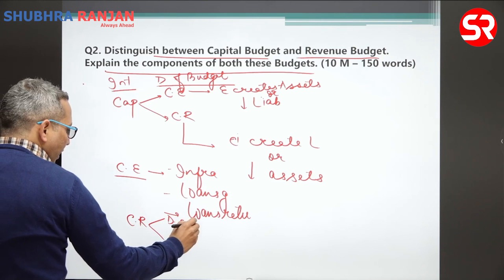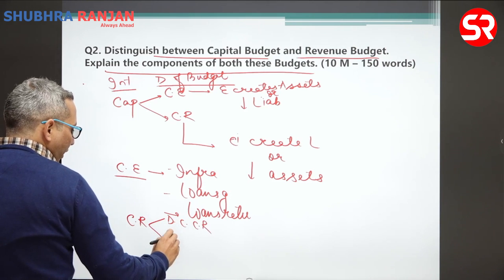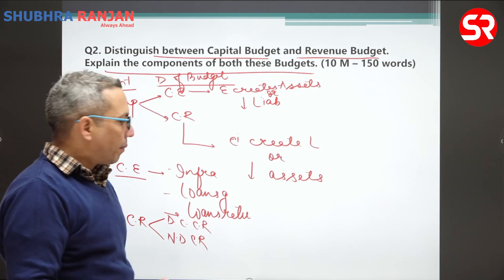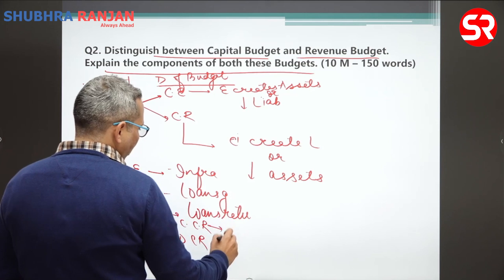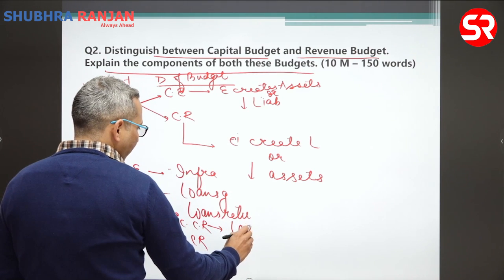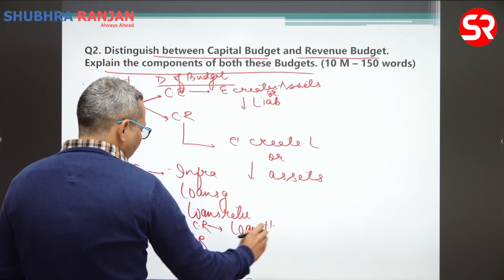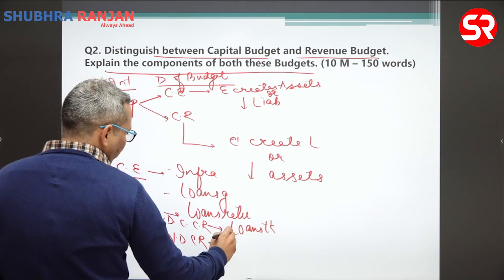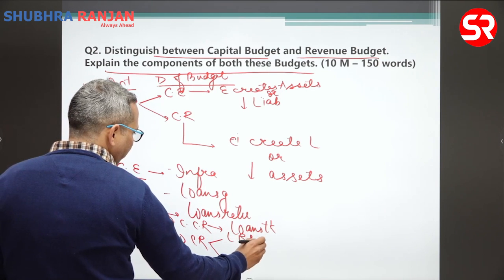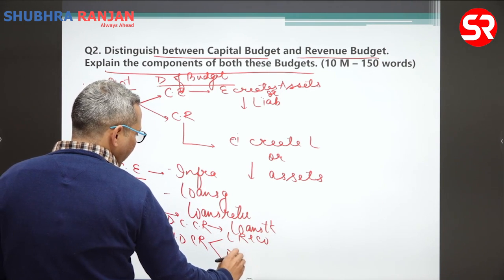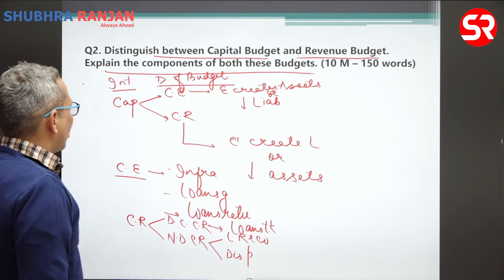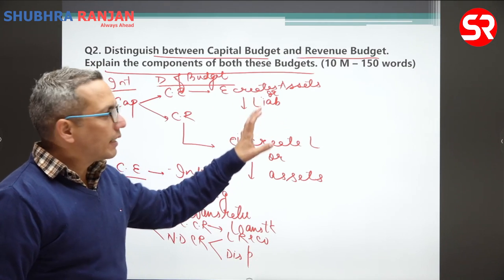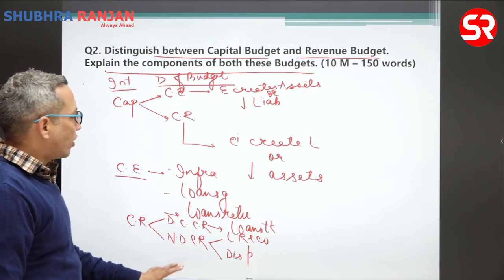Debt creating capital receipts and non-debt creating capital receipts. Debt creating capital receipts are loans taken, and non-debt creating capital receipts are loans recovered and disinvestment proceeds. Okay, so we have given the definition of capital expenditure and capital receipts, and side by side we have also told the components of capital expenditure and capital receipts.